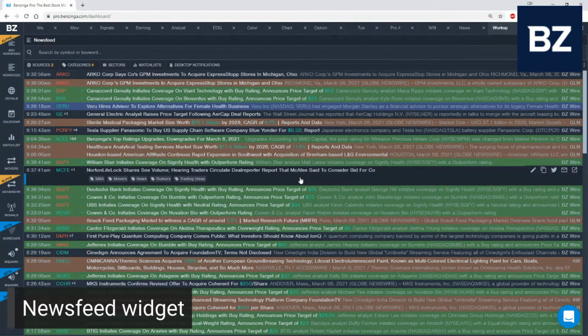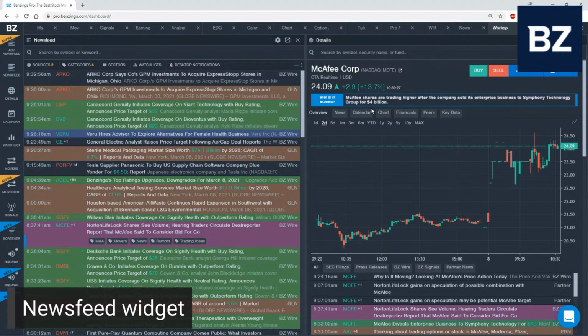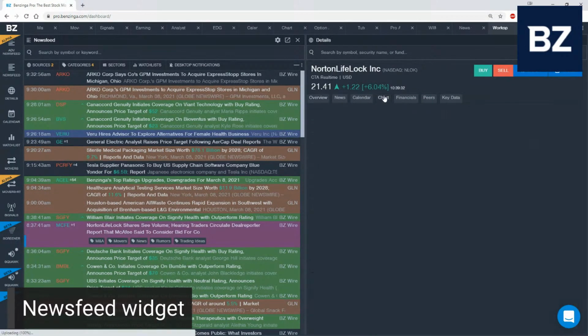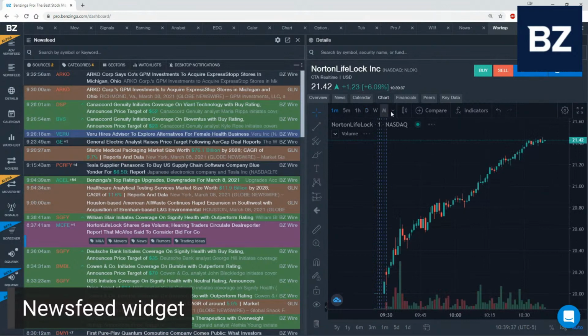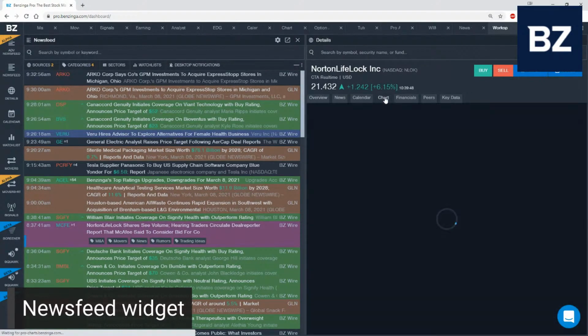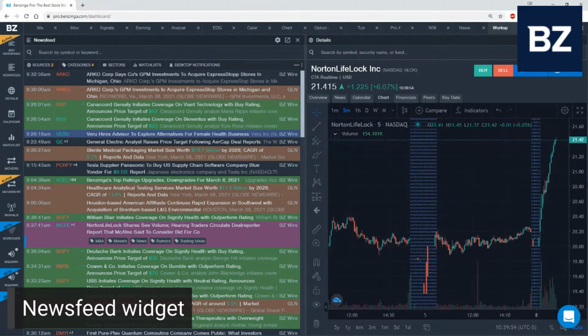But that being said, let's go ahead and click into the Northern LifeLock chart here. Notice how we can just hover over those tickers. It clicked over to McAfee at first, but I really wanted to also take a look at Northern LifeLock. Look at this chart, guys. So notice how we click on that ticker. It opens up that company in our details tool. And then within the details tool, you have the basic chart, but you can click over to the more advanced chart as well, where you can look at the 1-minute candle, 5-minute candle, etc., and also add indicators.